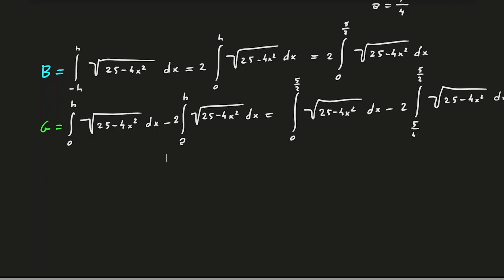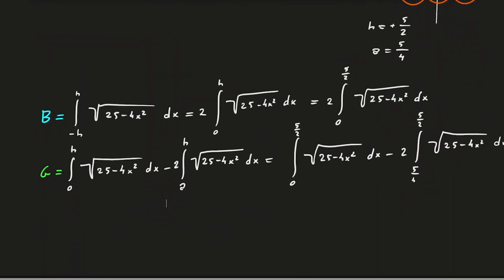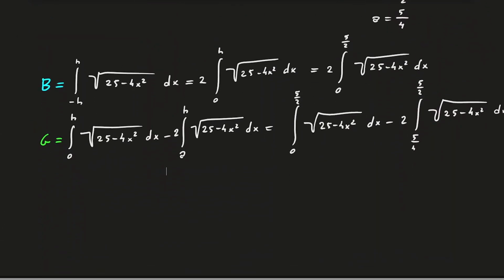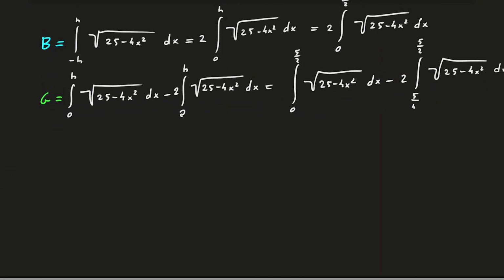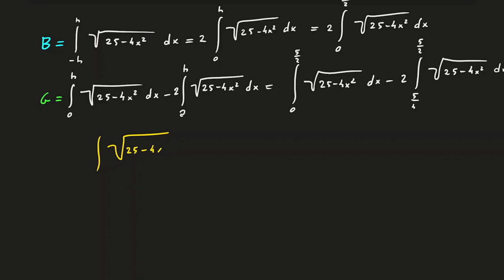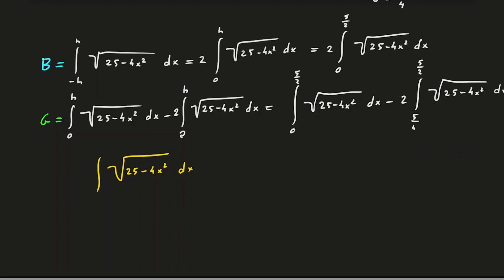Hey guys, now we have all the equations. We need to find the area of the pumpkin, and it might seem difficult now to solve these integrals, but it is not. Since we have a bunch of definite integrals of the same function, it is better if we first find the antiderivative of this function, just to make things easier and faster. So the antiderivative of the square root of 25 minus 4x squared is what we need to find first.